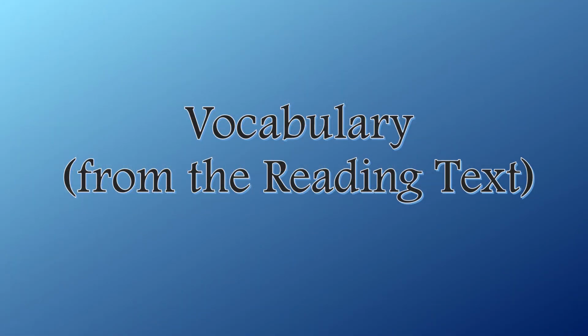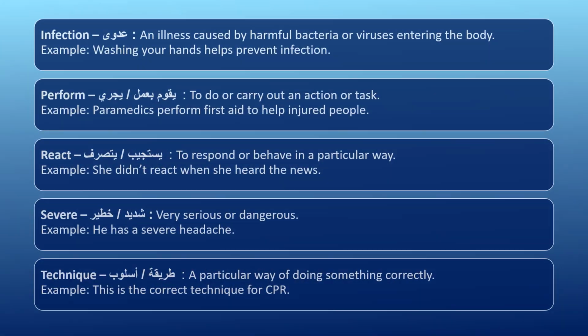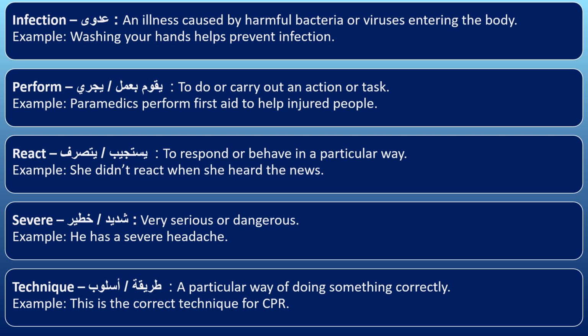Vocabulary from the reading text. Infection: an illness caused by harmful bacteria or viruses entering the body. Example: washing your hands helps prevent infection. Perform: to do or carry out an action or task. Example: paramedics perform first aid to help injured people. React: to respond or behave in a particular way. Example: she didn't react when she heard the news.